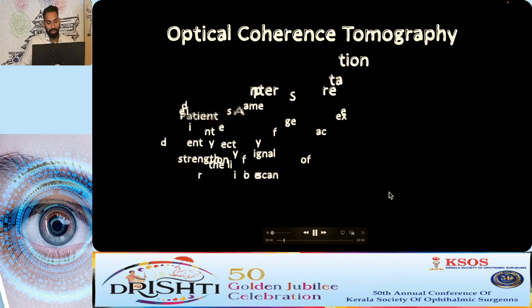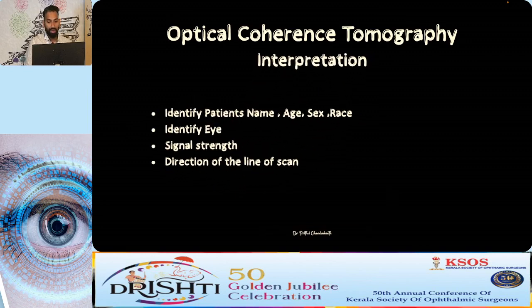So next thing is, how do we interpret? One is, you need to see if the patient name is proper, age and sex. If it's not the same name, then you might be injecting some other patient. So you need to be sure that you have the proper name and the same person. Identifying the eye: on the nasal side, we have the papillomacular bundle nerve fiber layer, which is a little thicker, which I'll be showing you. And then signal strength should be maximum, and the direction of the scans also should be noted.